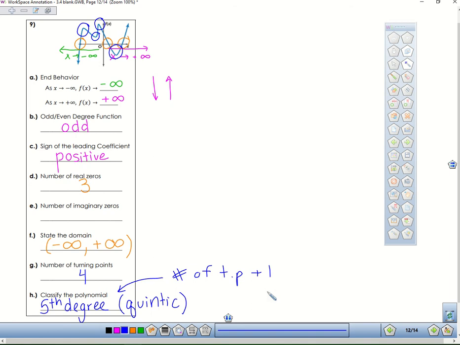Now we want to talk about the number of imaginary zeros. So the number of imaginary zeros is always your degree minus your number of real zeros. So what would that come out to be in our particular case? 2, because 5 minus 3 is 2. So that's how you get the number of imaginary zeros. Everybody see how we got that? Everybody with me on that? Okay. You guys ready to try another one?